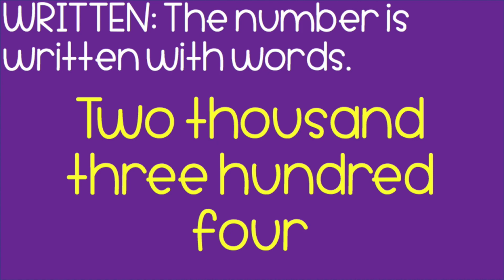The second is written. Written means the number is written with, wait for it, words. What? In this case, it's written two thousand, three hundred four. Note there is no "and." If you use "and," you're telling me that there is a decimal there, so get that out of your head.